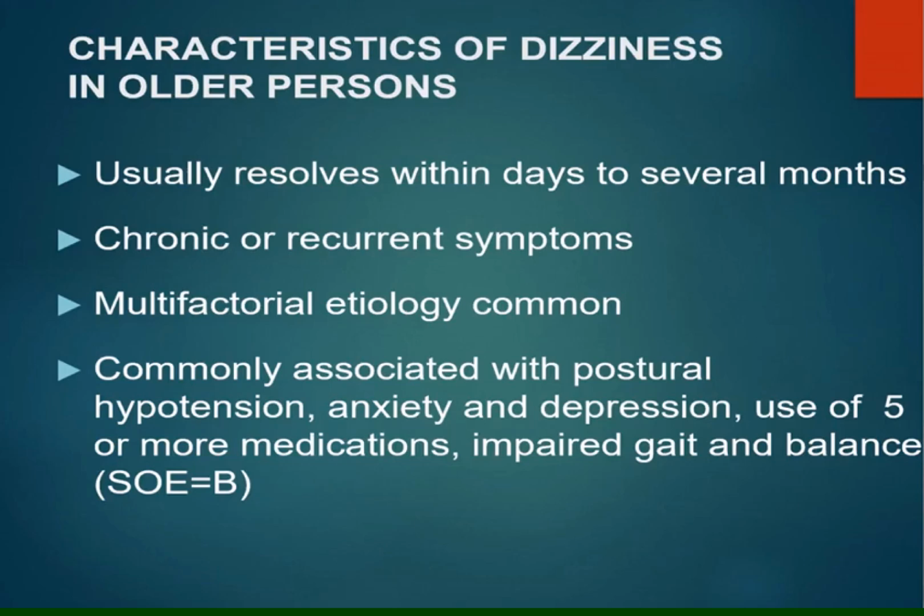But also, many times the older adult will have anxiety or depression that accompanies the dizziness. And certainly the use of 5 or more medications, which by definition is polypharmacy, is also associated with dizziness. And it may not be surprising that a lot of these folks will have impaired gait and balance.